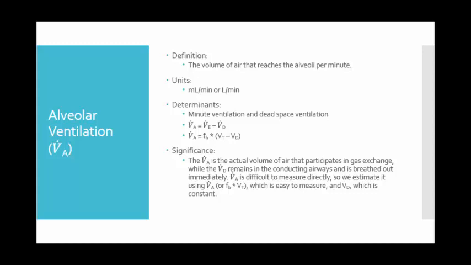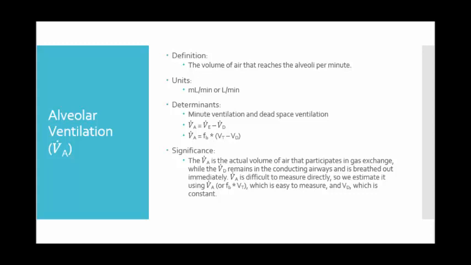Alveolar ventilation is really important because that is the actual air that can participate in gas exchange from the lungs to the bloodstream and then eventually down to the muscle. Now, alveolar ventilation is much harder to measure than minute ventilation. Remember, minute ventilation was just a product of tidal volume and breathing frequency. Both of those can be easily measured.